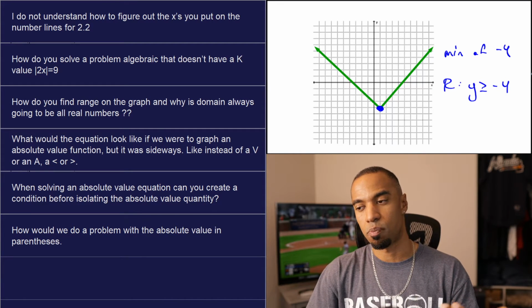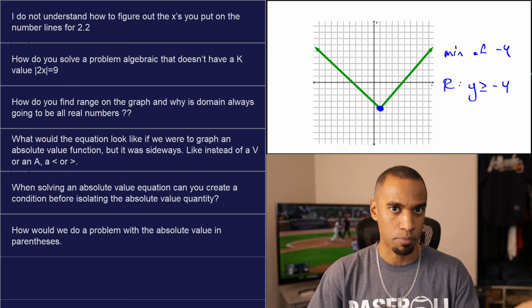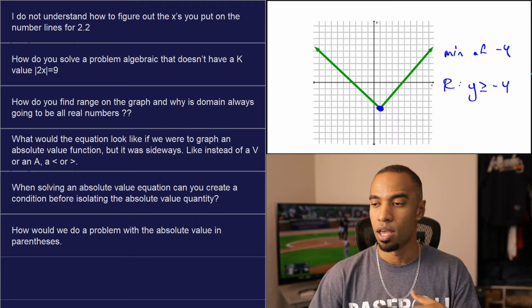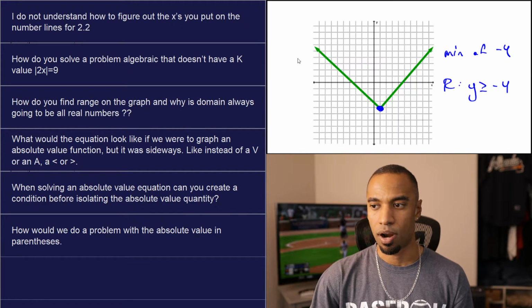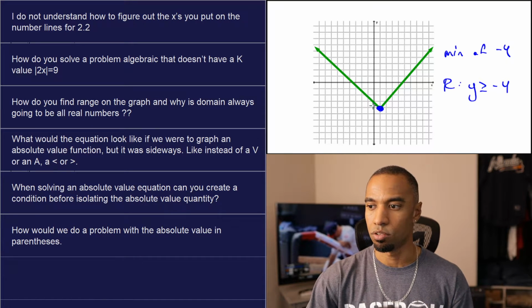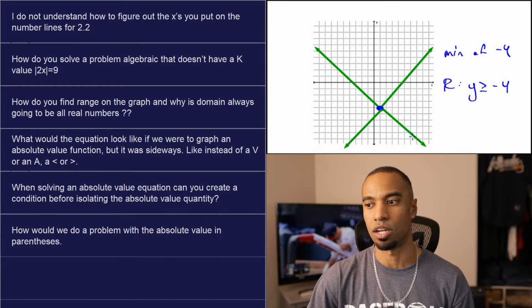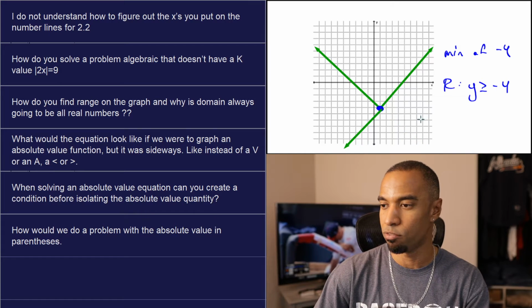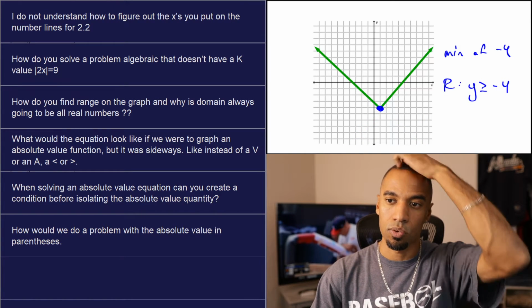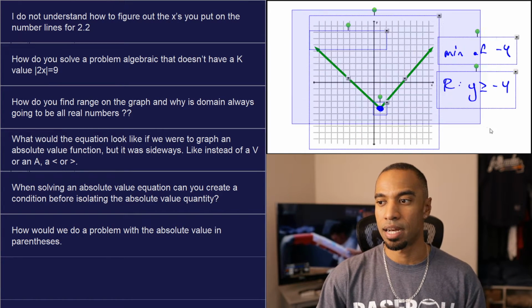So your range just says what is the absolute minimum, what is the absolute maximum when it comes to the vertex, and you go from there. That is a right side up graph, and for an upside down graph we'd say y is less than or equal to -4, because -4 is the largest y value that you get. So it's really just about how high and how low it goes.